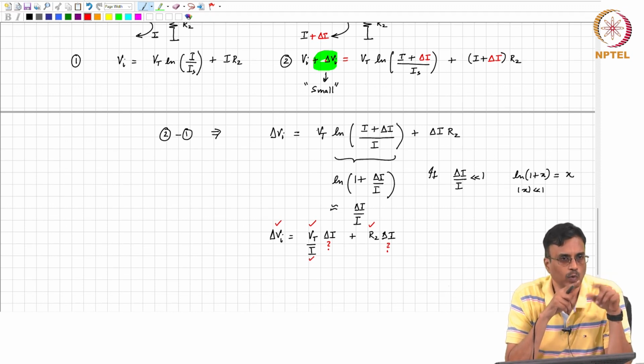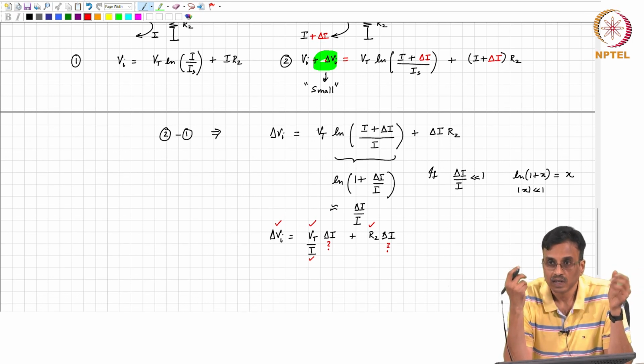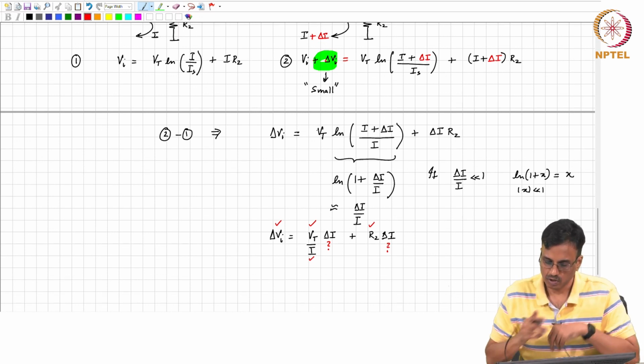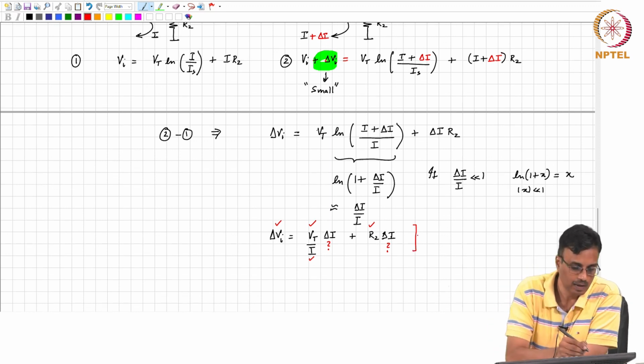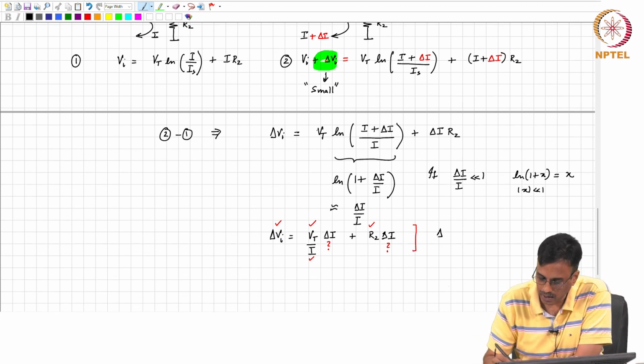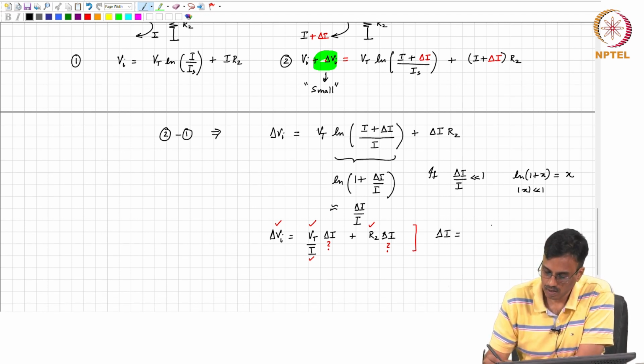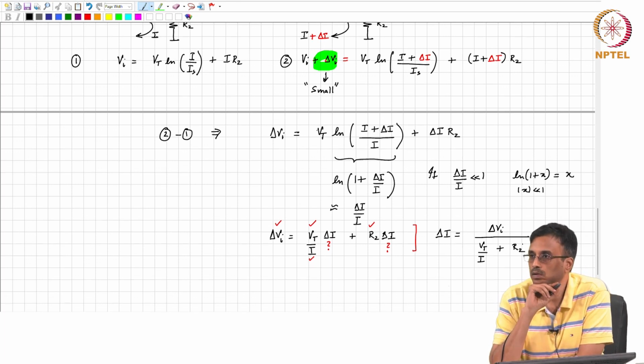However, what is the big difference between what we did last time and what we are doing now? This is a linear equation in one variable. So, presumably it is a lot easier to solve than a nonlinear equation. So, this basically means therefore that delta I is nothing but delta Vi divided by Vt over I plus R2. Okay.